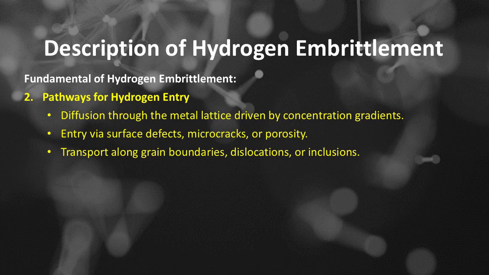Number 2 of the fundamentals of hydrogen embrittlement is pathways for hydrogen entry: diffusion through the metal lattice driven by concentration gradients, entry via surface defects, microcracks, or porosity, and transport along grain boundaries, dislocations, or inclusions.